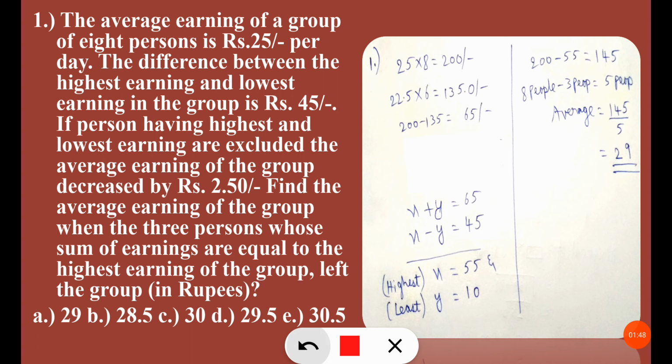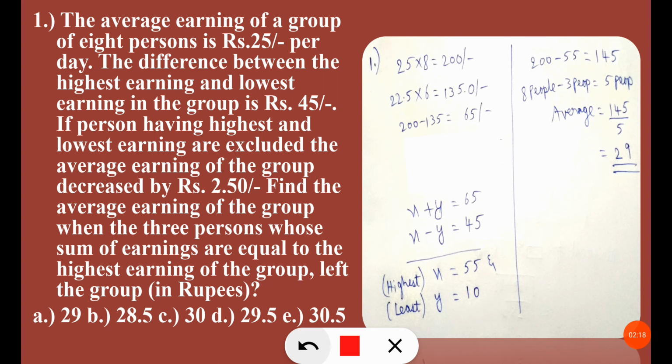What is this 65? This 65 is the sum of the highest earning person and the least earning person. That means x plus y equals 65. Highest plus least equals 65. And in the question it is given that highest minus least is equal to 45. So x minus y equals 45. With these two expressions we can find the highest earning person and least earning person. Highest earning person x equals 55 rupees. Least earning person y equals 10 rupees.